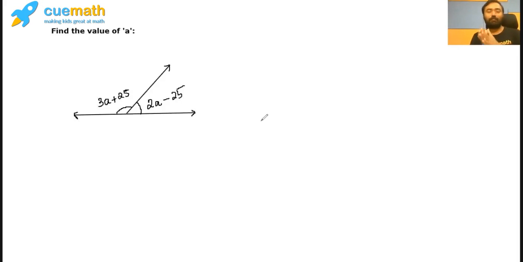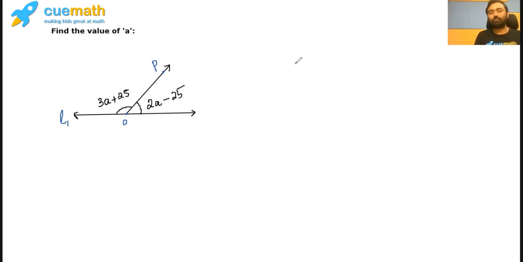So here we have been given a figure and we have been asked to find the value of A. Now, if I mark this line as L1, I see that it's a straight line where if I consider this point to be O and this point to be P, we can say for these two angles, OP is the common arm. We have the two non-common arms which form a straight line. So the sum of these two angles will have to be 180 degrees.